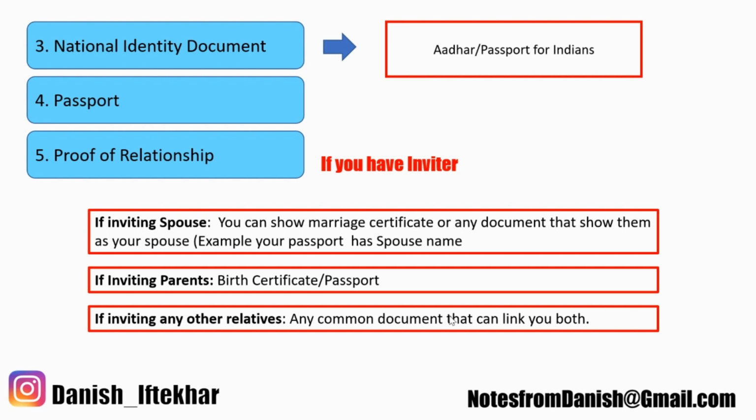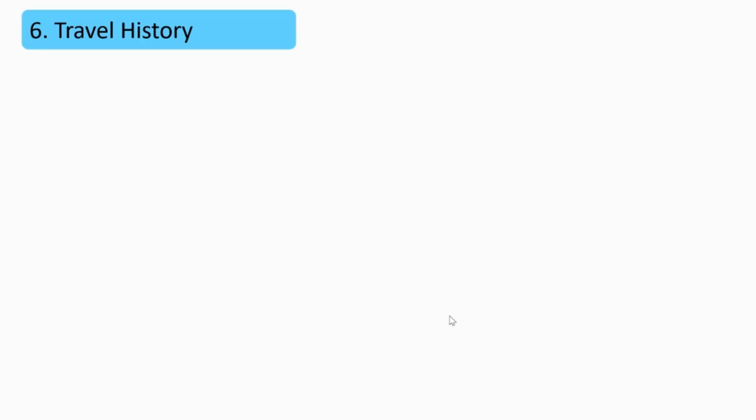The next document that I'm going to talk about is travel history. If you have good travel history, upload your documents, because this will tell the visa officer that you have been to multiple countries and you always returned to your home country after your vacation. The major reason why most visas get refused is that the visa officer thinks that you will not return to your home country once you come to Canada.